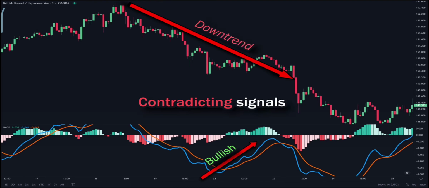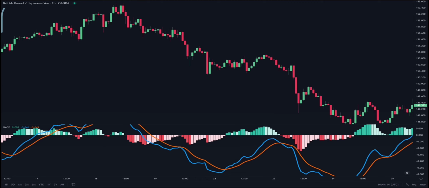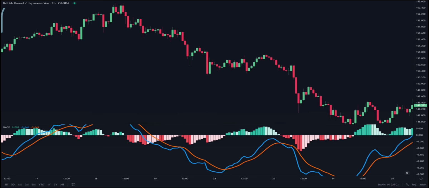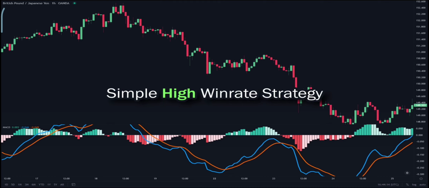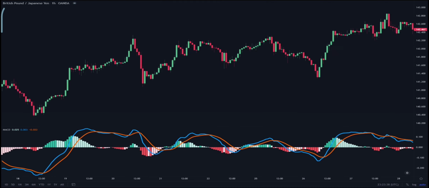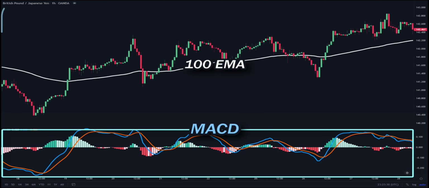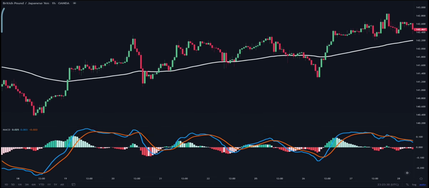This is exactly why you shouldn't use the MACD by itself, because what the MACD is showing us is only the short-term momentum. And as traders, we also need to take the long-term trend into consideration, because we never want to trade against the trend. And so, a simple but high win rate strategy that I recommend for beginners is combining the MACD with a long-term trend indicator like the 100 EMA. This way, we can safely trade the MACD while making sure that we're staying within the same direction of the long-term trend.